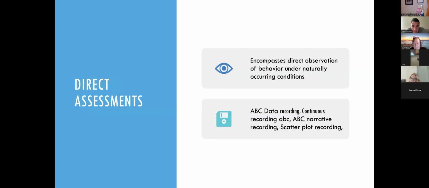Right? And we've had many cases where problem behaviors were reported during the indirect phase that are not currently occurring with the VIP, which we determined during this direct assessment piece. So we would not include that in our behavior support plan, a behavior that is not currently happening. So direct assessments encompass direct observations of behaviors under naturally occurring conditions.